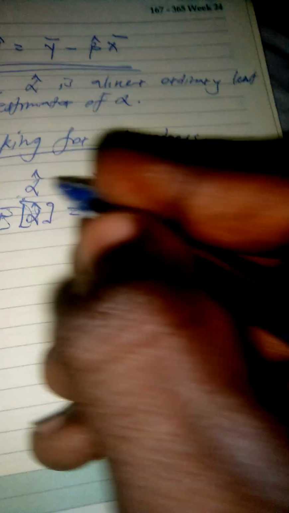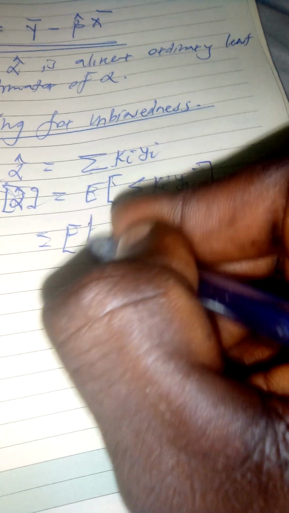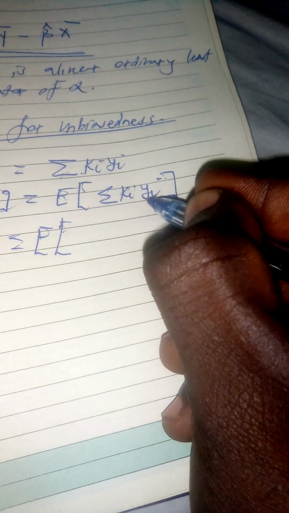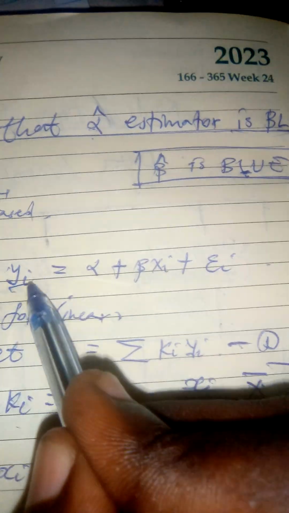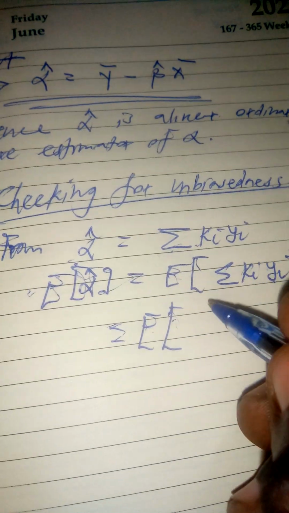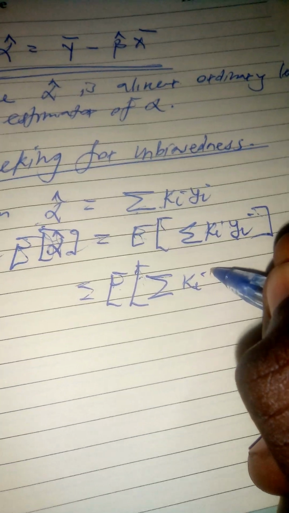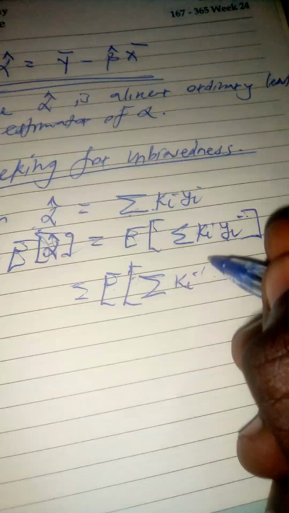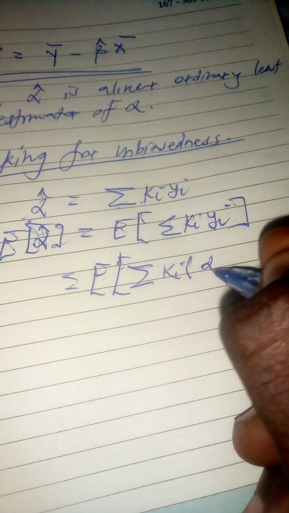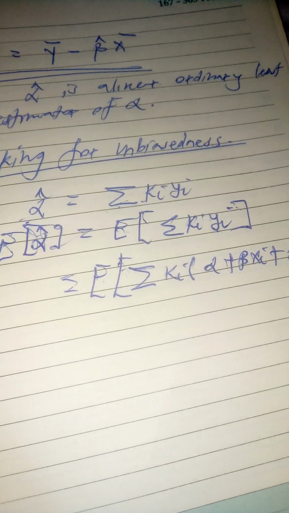So, the expectation of alpha hat. Once we take the expectation, we are going to substitute for yi. Remember, our yi is here. We are going to substitute to say that it is the same as the summation of ki into alpha plus beta xi plus the error term.